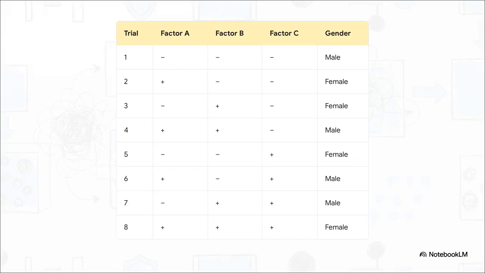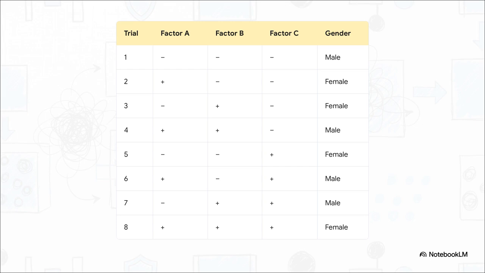And voila, here is the result. This is the after picture. We've still got our 8 trials and our 3 factors, but now we've added that all-important 4th column for our block, gender. Look closely. We have 4 male trials and 4 female trials.